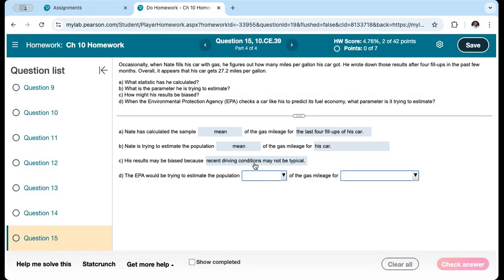May not be because this is just like 4 fill-ups. So you have to maybe do it over a long time to have winter seasons, summer seasons, days you'd have long trips and everything like that.